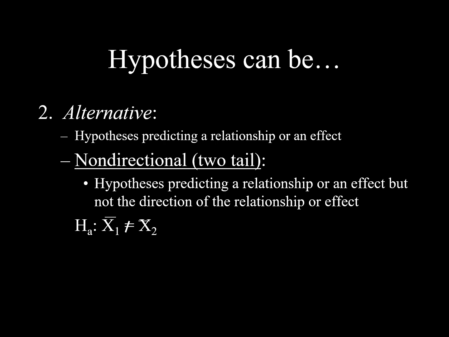So again, let's talk about the two-tailed test. Alternative hypotheses just predict a relationship or an effect, but not the direction of the relationship or effect. It's a two-tailed test. For example, in this case, HA, hypothesis alternative, is that the mean from the first group will simply not equal the mean of the second group. We're usually going to use these when we're doing more exploratory research, and there's not a lot of research that tells us a direction that we'd expect to find.